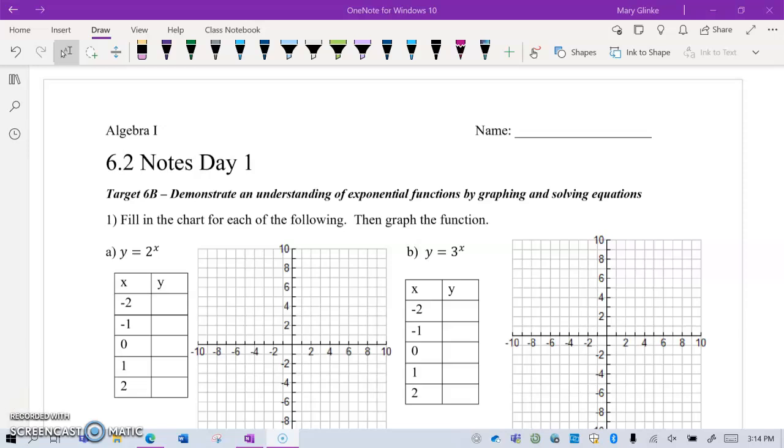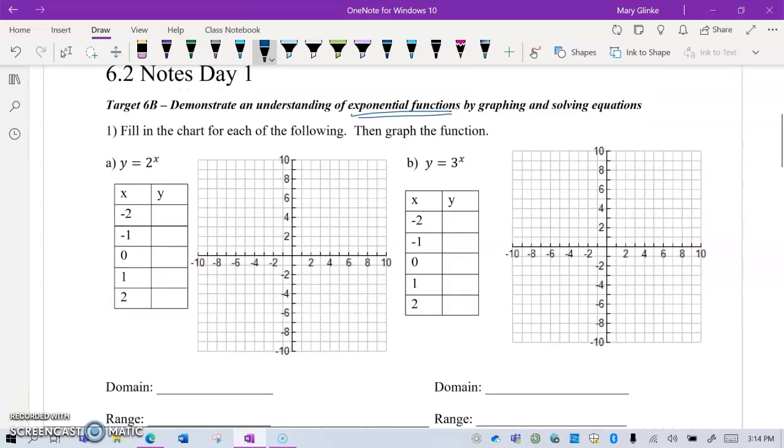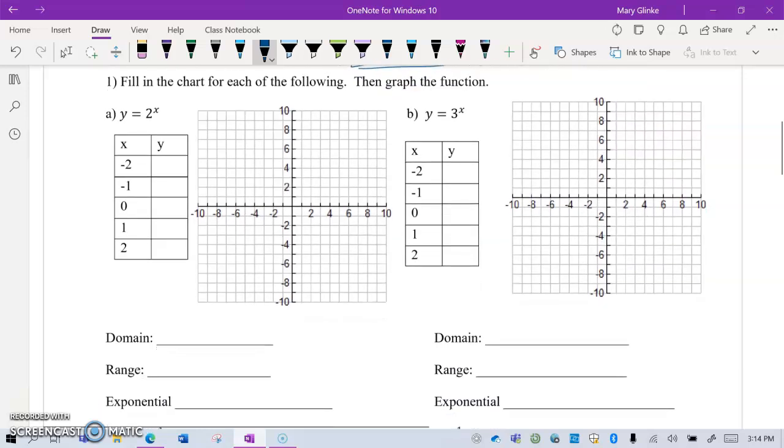Hello, today we're going to be graphing exponential functions. So in the past we have graphed linear functions, and those ones look like a straight line. Exponential functions are going to look like something completely different. So let's take a look at what actually is an exponential function.